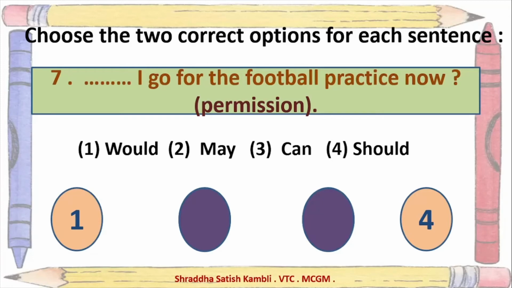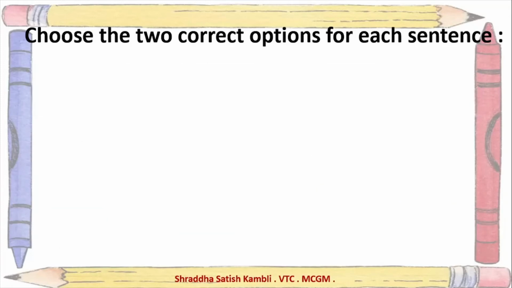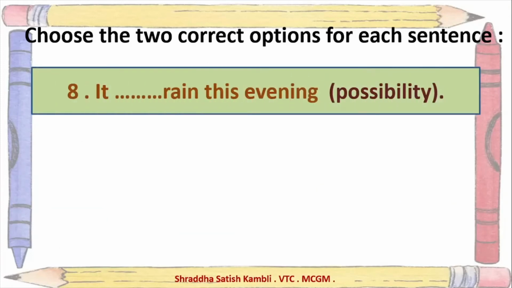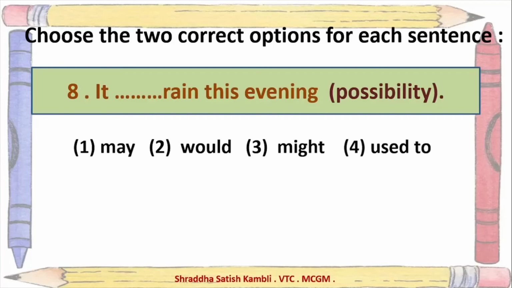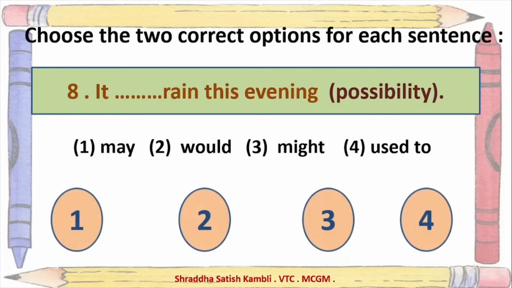Okay, so coming to the next question, you have question number 8. It dash rain this evening. Here we are going to talk about possibility, okay, because it is not the rainy season, but it looks like it is going to rain. So we are going to talk about possibility here. So let's see which are the modal auxiliaries. May, would, might, used to. So which 2 words will fit in correctly here in this blank?